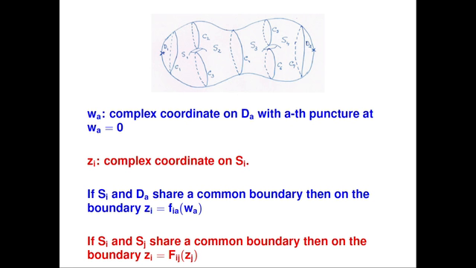Now, if S_i and D_a share a common boundary, like for example S1 and D1 here share a common boundary which is C1, then on the boundary we have a relationship that gives Z_i as a function of W_a or vice versa. So, there will be a relationship of the form Z_i equal to f_ia of W_a. Similarly, if S_i and S_j share a common boundary, like for example S1 and S2 here share this common boundary C2, then on the boundary we have a functional relationship that relates Z_i and Z_j, which I will denote by these functions F_ij.